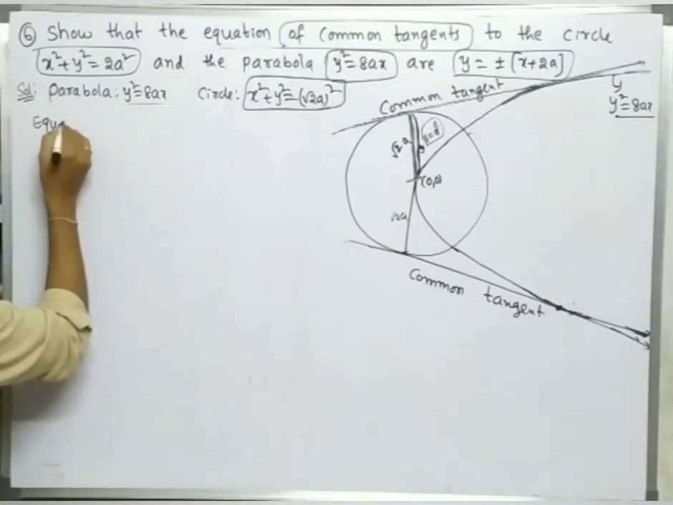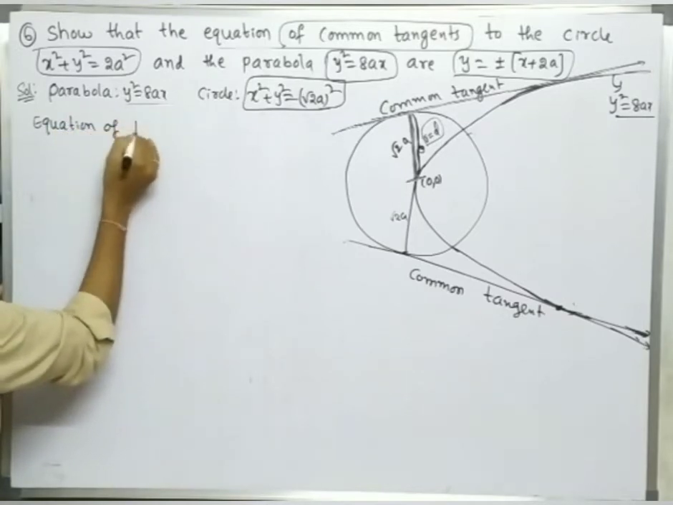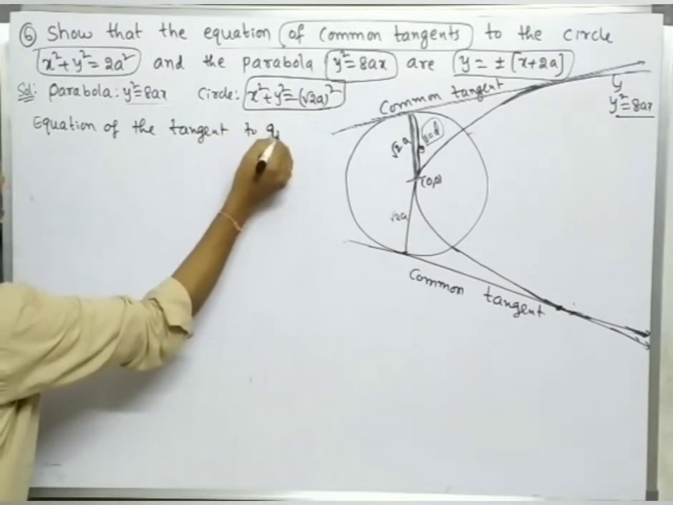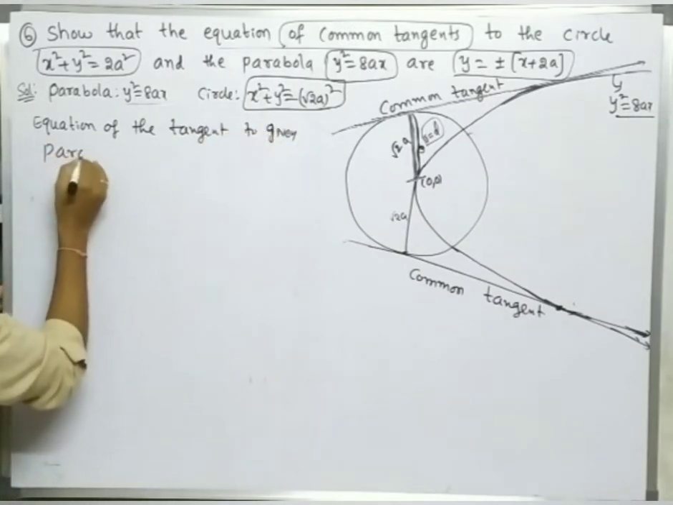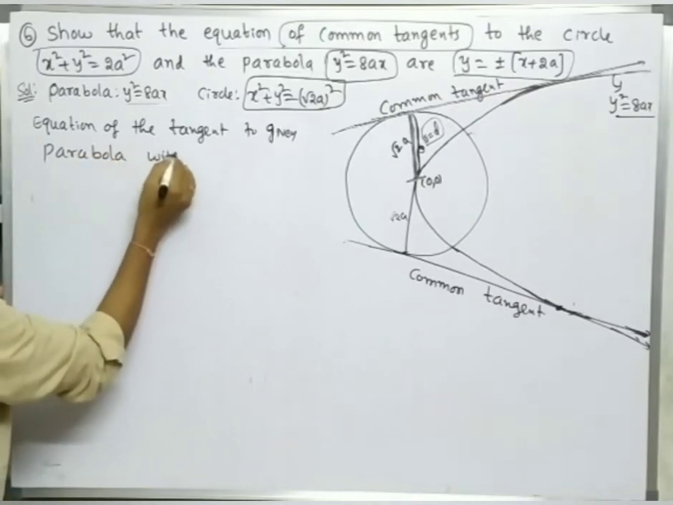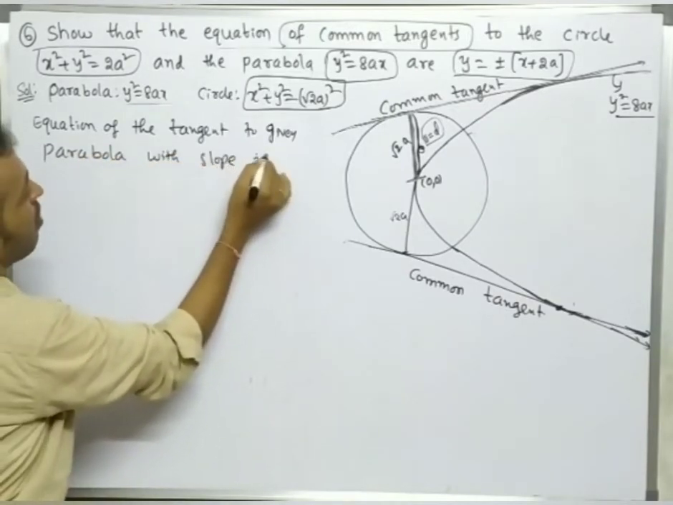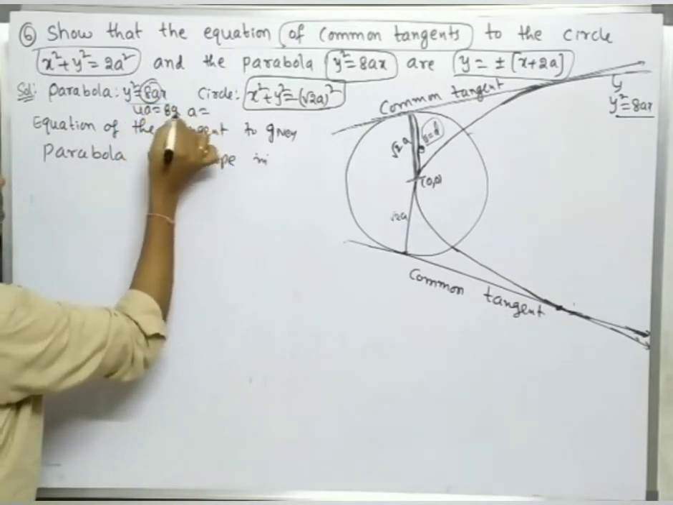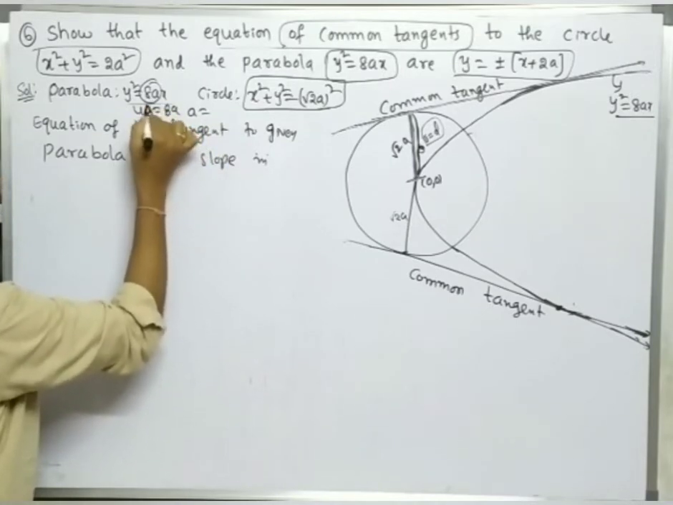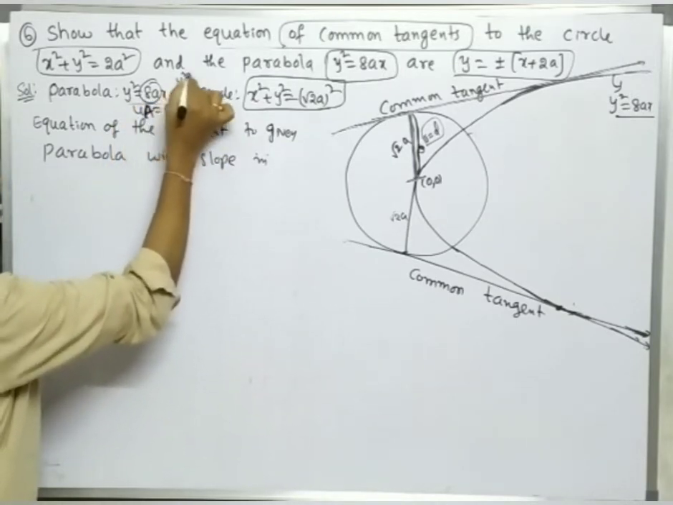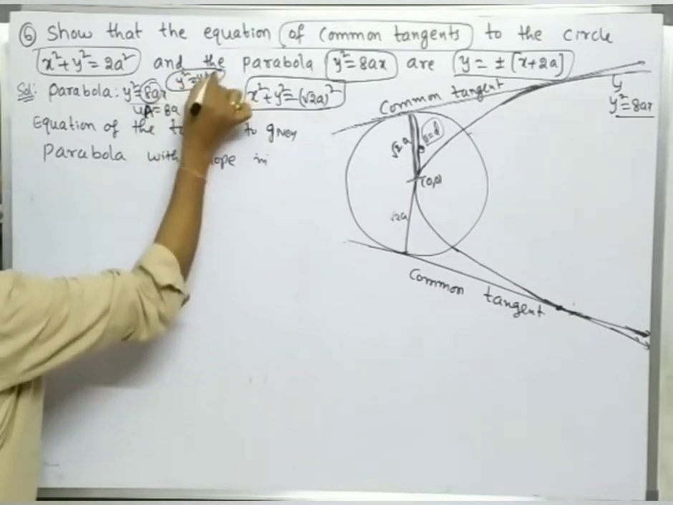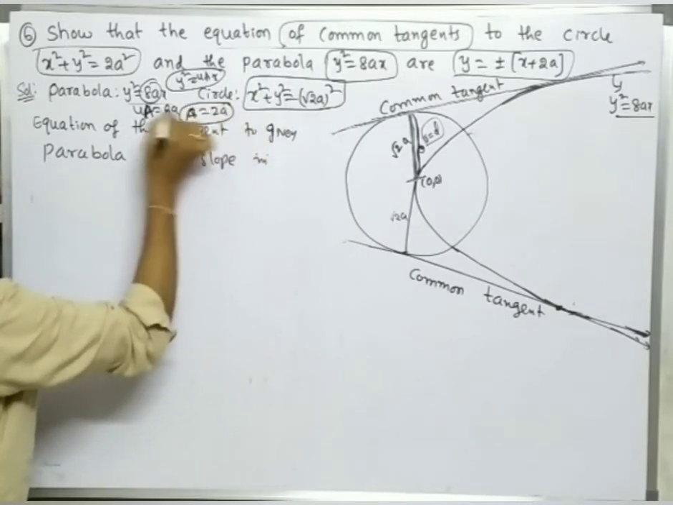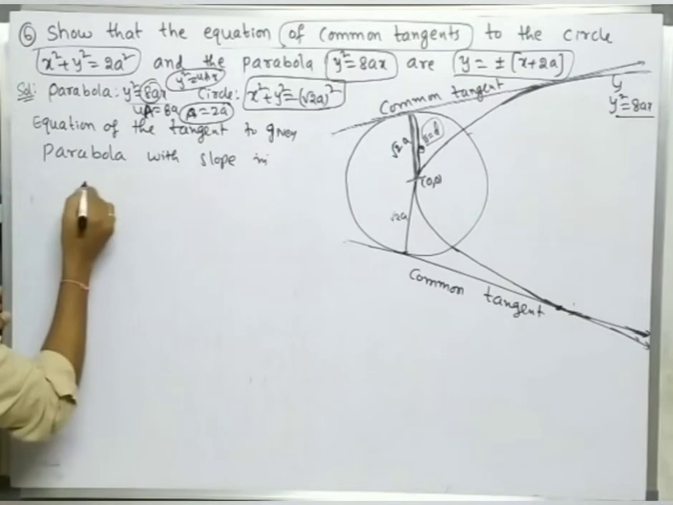First of all, the equation of the tangent to the given parabola with slope m. Here 4a is equal to 8a, okay, capital A I am denoting as capital A. y square is equal to 4ax, y square is equal to 4 capital Ax. So 4 capital A is equal to 8a. From that, capital A is equal to what? 2a.